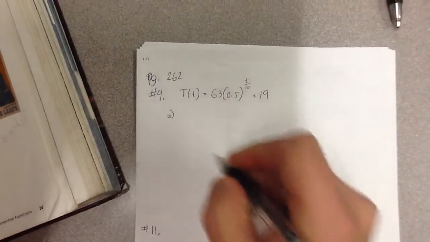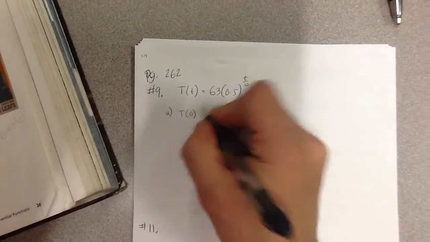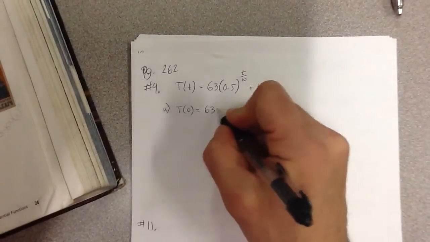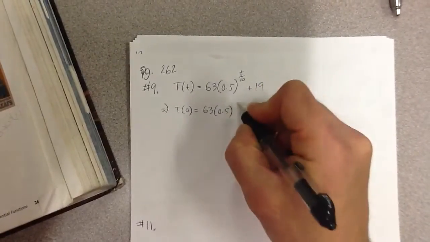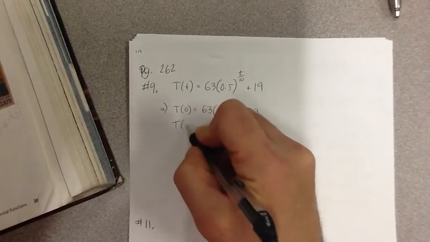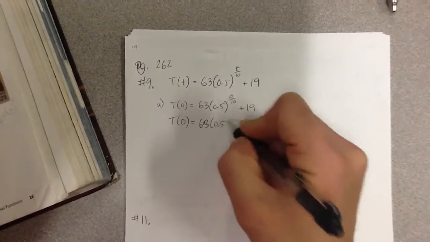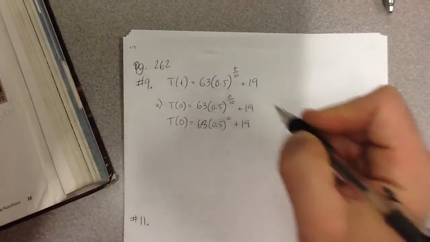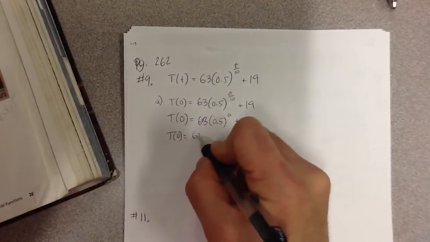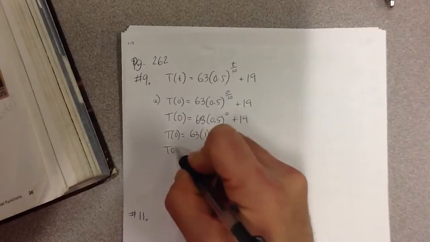Now, what was the temperature of the sandwich when she began recording its temperature? So it wants the initial temperature. Initial temperature happens at time equals 0. So if I plug in time equals 0, I'm going to get 0 over 10 plus 19. So the temperature at time 0 is going to be equal to 63 times 0.5 to the power of 0 plus 19. That's going to be 63 times 1 plus 19, so 63 plus 19.